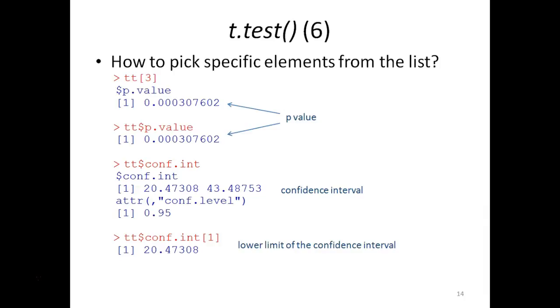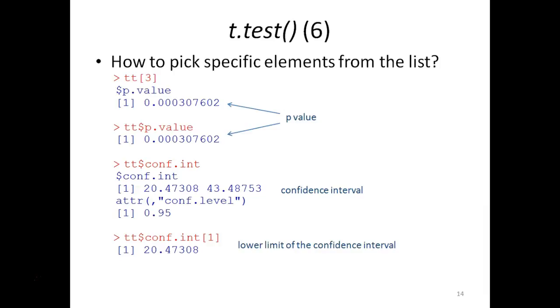To get the confidence interval, you would write tt$conf_int, and then you get the confidence interval provided as two objects, actually. The first one is the confidence interval itself as a vector containing two elements, the lower and the upper limit of the confidence interval. And then you also get an attribute telling you that it's specifically a 95% confidence interval.